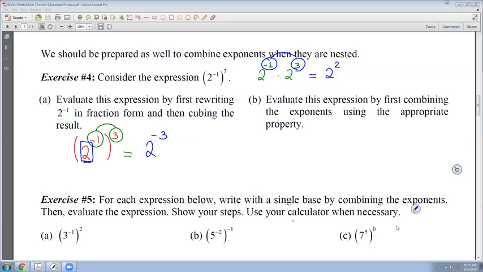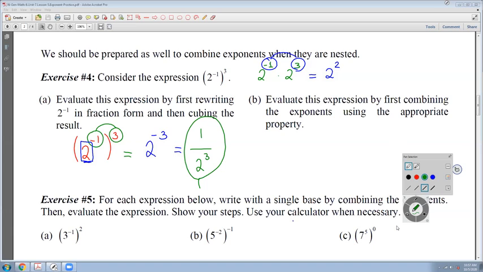Negative. It's -3. Okay, so how can we change a negative exponent to a positive exponent? You flip it. But it will be to the power of 3. That's it. And don't forget the difference. Do you understand the difference between these two?